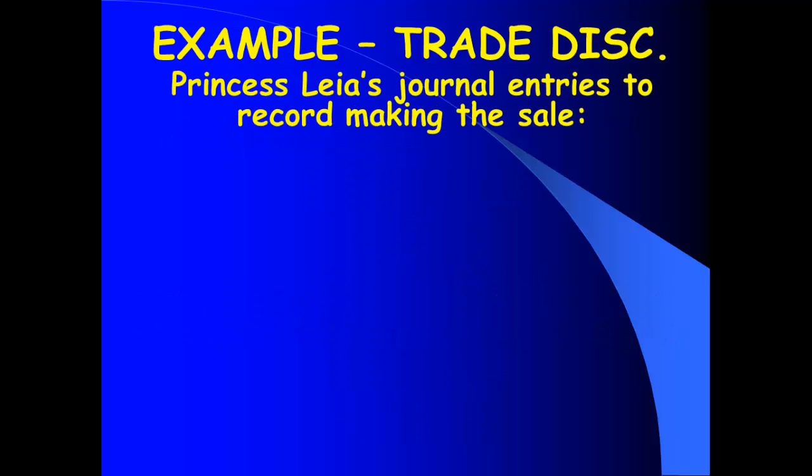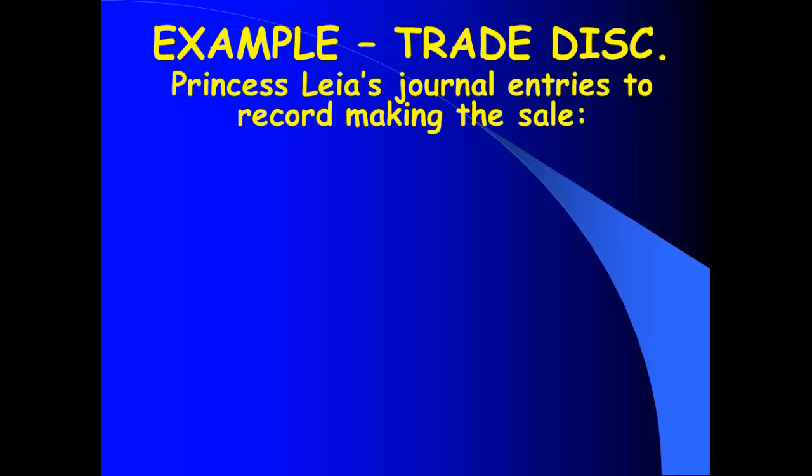First off, we're going to journalize making the sale. On Princess Leia's book, she's the seller. Now, is this a cash sale or a credit sale? It's a credit sale. I actually told you, I believe, on account. Even if I hadn't, you would know it is a credit sale because I gave you terms. Anytime you see terms, it's a credit sale, guaranteed. 2/10, net 30 or whatever they might be, that is automatically a credit sale.